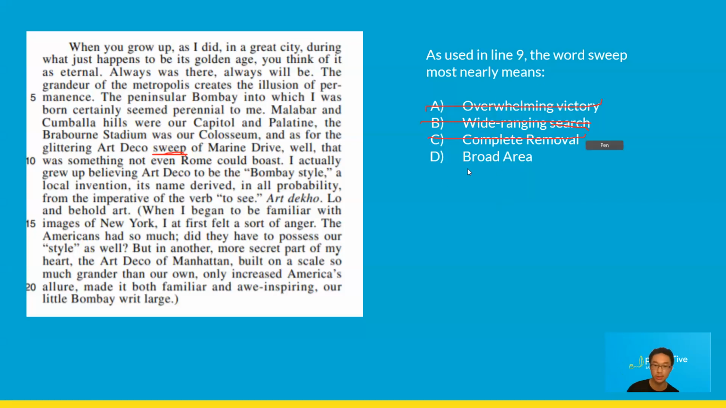And that leaves us with answer choice D. And as for the glittering Art Deco area of Marine Drive, well, that was something not even Rome could boast. That fits the context of this passage because it's talking about the landscape of Bombay. So the broad region, the sweep. Imagine a car driving along Marine Drive, taking in all the sights across the broad land area, the streets. And so that does fit. When you plug it in, that ultimately leaves us with choice D, since none of the other answer choices are satisfactory. And guess what? Choice D is the correct answer.